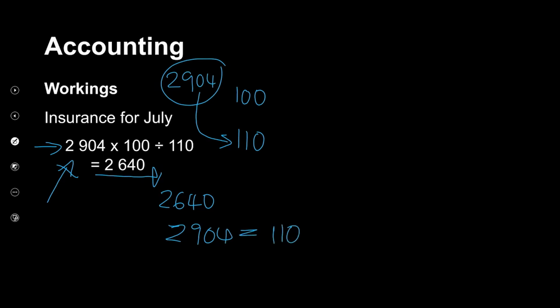Watch, I'm showing you another way of calculating this figure. The 100% is your unknown. Therefore, in your calculation, watch, we're cross multiplying. 2904 times 100 divided by 110. Clearly evident from your calculation, 2904 times 100 divided by 110 will give you 2640. Okay, so that's how we calculated the insurance premium prior to the increase.